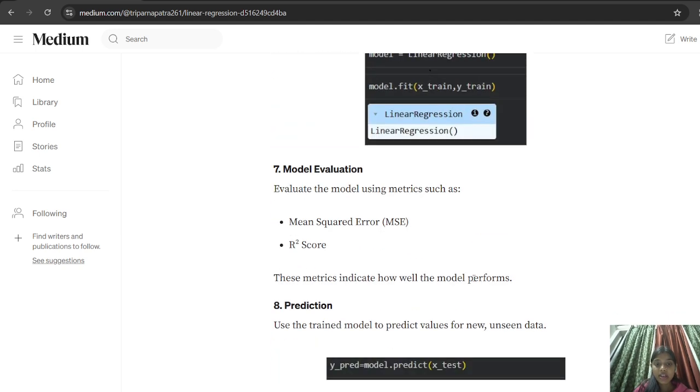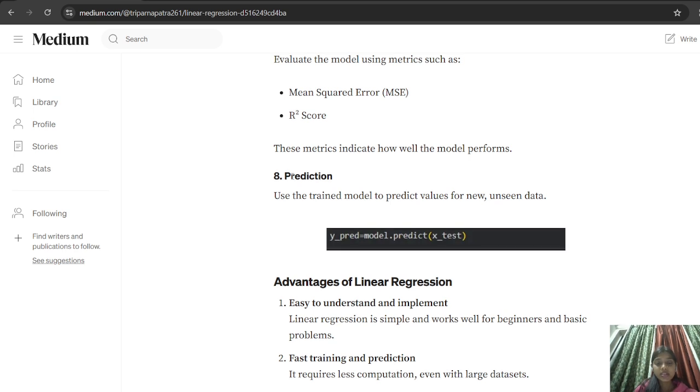Then comes model evaluation. Here we evaluate the metrics like mean squared error and R2 score. Then comes the prediction. The model makes predictions: y_pred = model.predict(x_test).